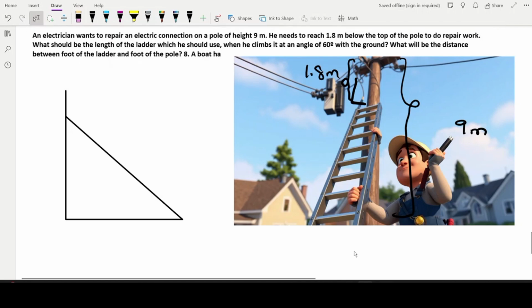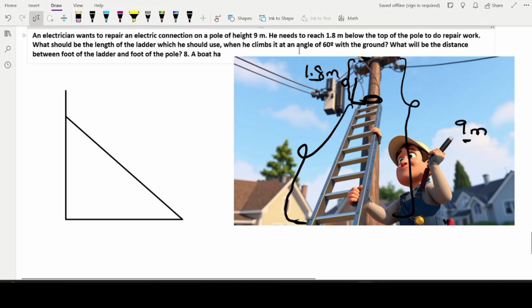So this is the complete pole which is of 9 meters height. So he needs to reach 1.8 meters below from the top of the pole, to 1.8 meters, where you have the repair work here at this particular point. So it has to be below 1.8 meter from the top. So now he's asking what should be the length of the ladder. So he's asking us to find the length of the ladder, that is the first question.